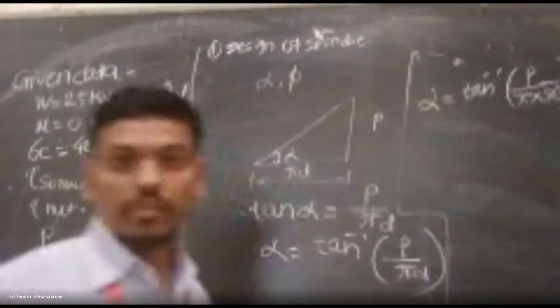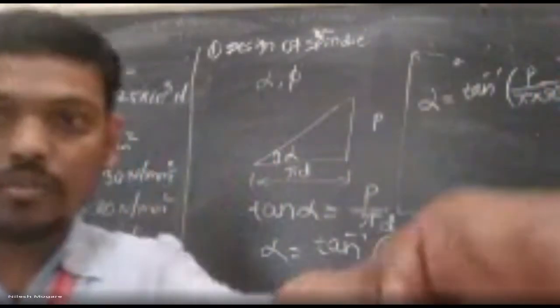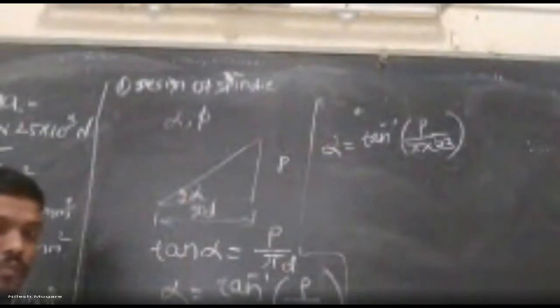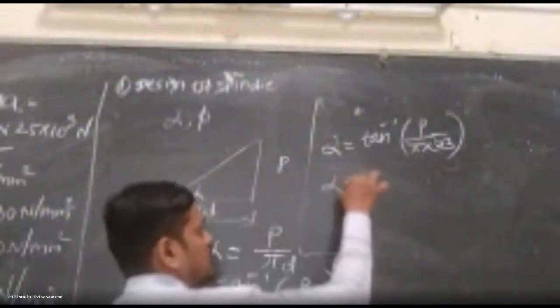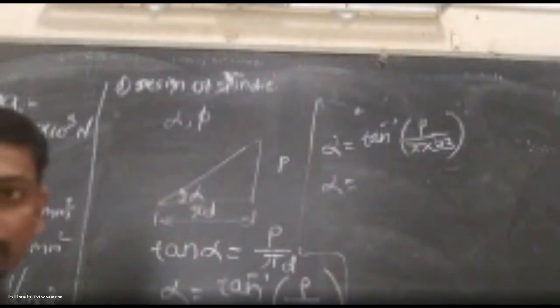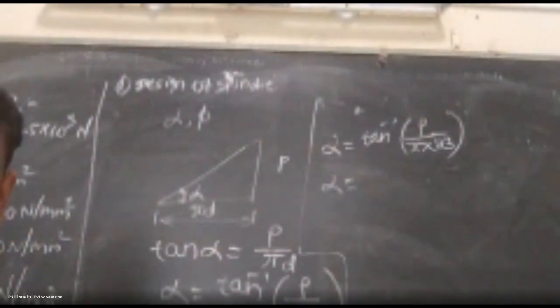Here the value of mean diameter is 33. Now tell me the value of alpha. Alpha is the helix angle. Calculate it and tell me the answer.